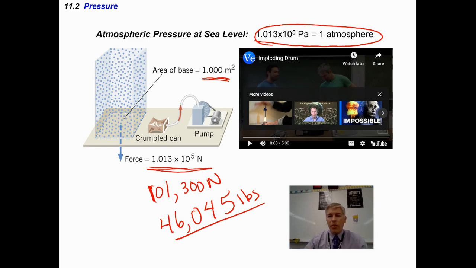Now I put this little video in here called Imploding Drum. It's from the YouTube channel Veritasium. I'm a big fan of Veritasium. I'm not going to play it here, but I put it as a reminder. It shows the power of this. The reason we don't get crushed like this little can over here is because we have pressure inside us and outside us that are equalized. The example is, if you can get rid of that internal pressure, outside atmospheric pressure could crush things. It's amazing.